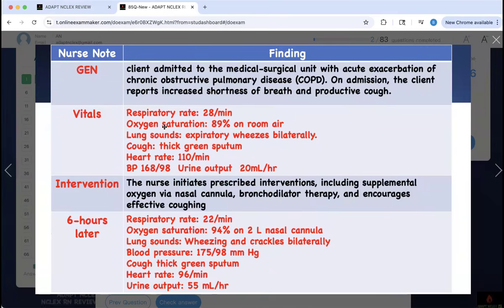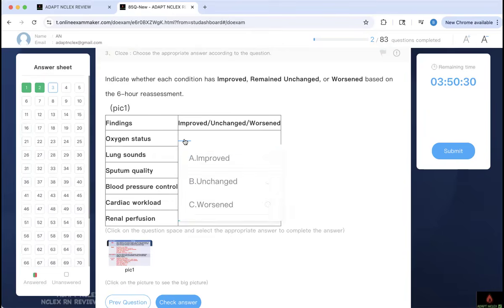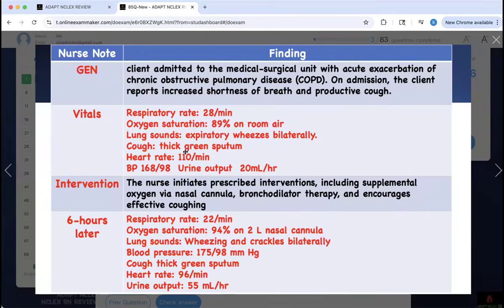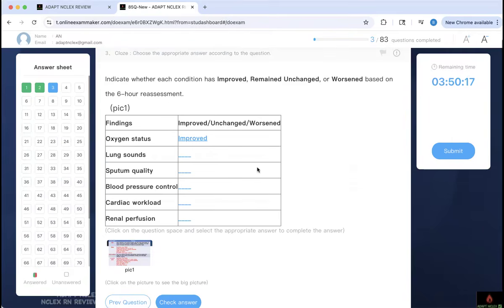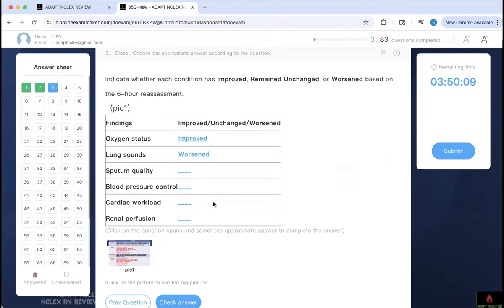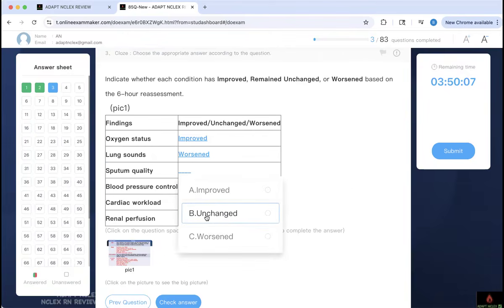What is the oxygenation? Saturation of 89%. Now it's 94. This patient has improved. Lung sound, what does it sound like? Expiratory wheezing, and then we have wheezing and crackles. Now there's crackles added. That means there's more fluid, not just wheezing. This has what? Worsened. Sputum quality. Green sputum, the same sputum, therefore unchanged.